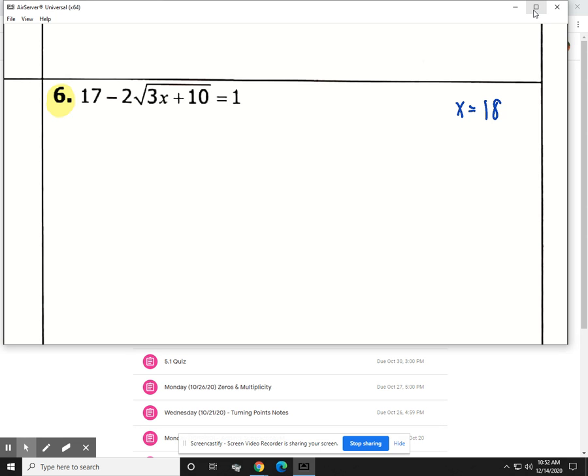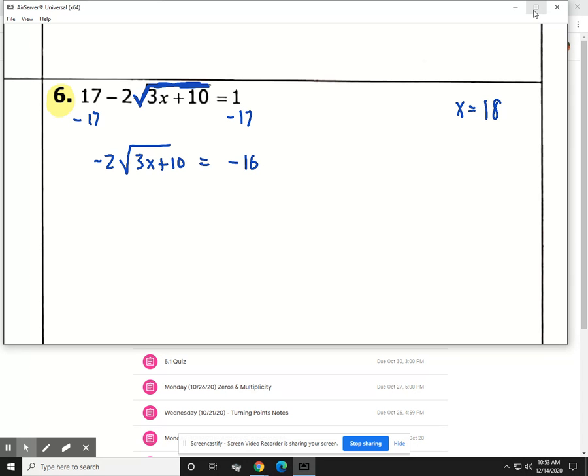All right, first, remember, our first goal is to isolate, correct? So we want to isolate the square root of 3x plus 10. What do I have to move away from it first? 17. How do you move this positive 17? You subtract. I'm going to subtract 17. What's 1 minus 17? Negative 16. So negative 2 times that square root of 3x plus 10 will equal negative 16.